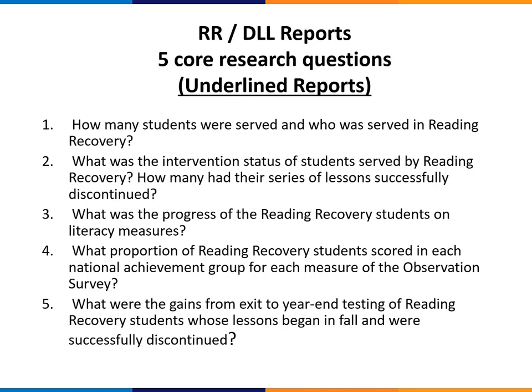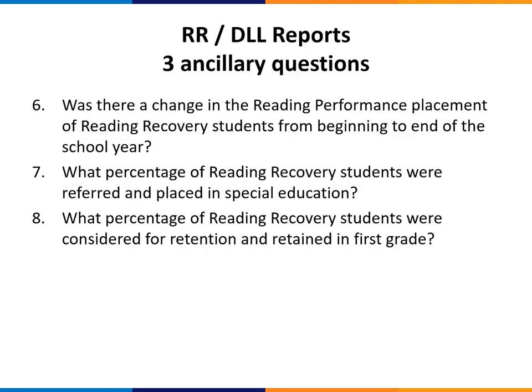4, what proportion of reading recovery students scored in each national achievement group for each measure of the observation survey? And 5, what were the gains from exit to year-end testing of reading recovery students whose lessons began in the fall and were successfully discontinued? I think that should say, what were the gains from fall to year-end for first round reading recovery students? My mistake there.